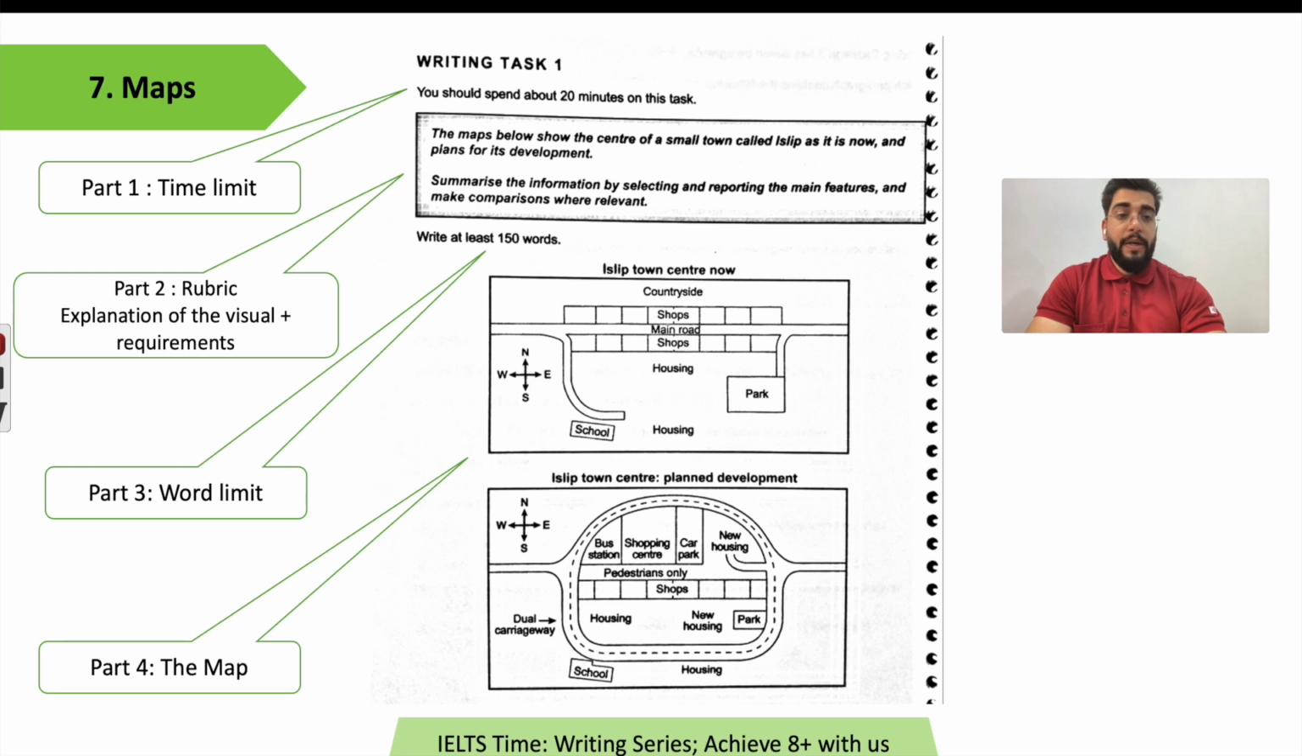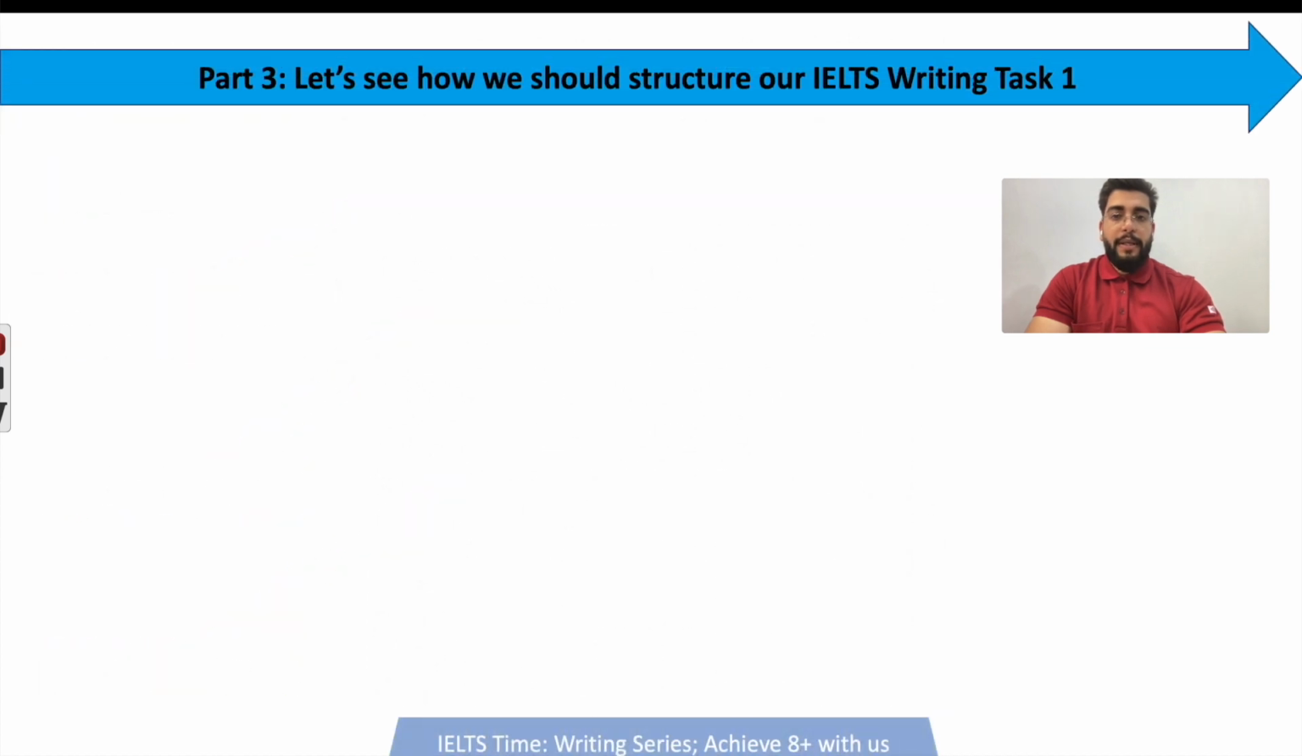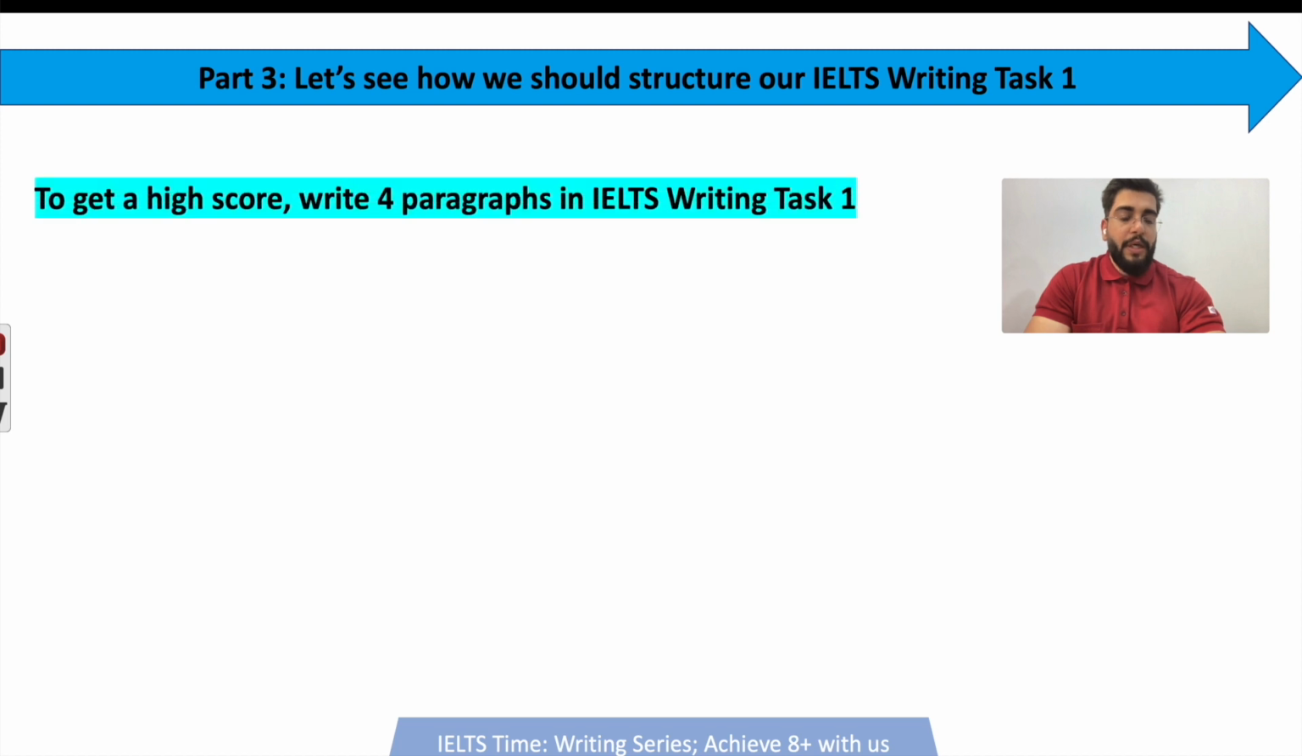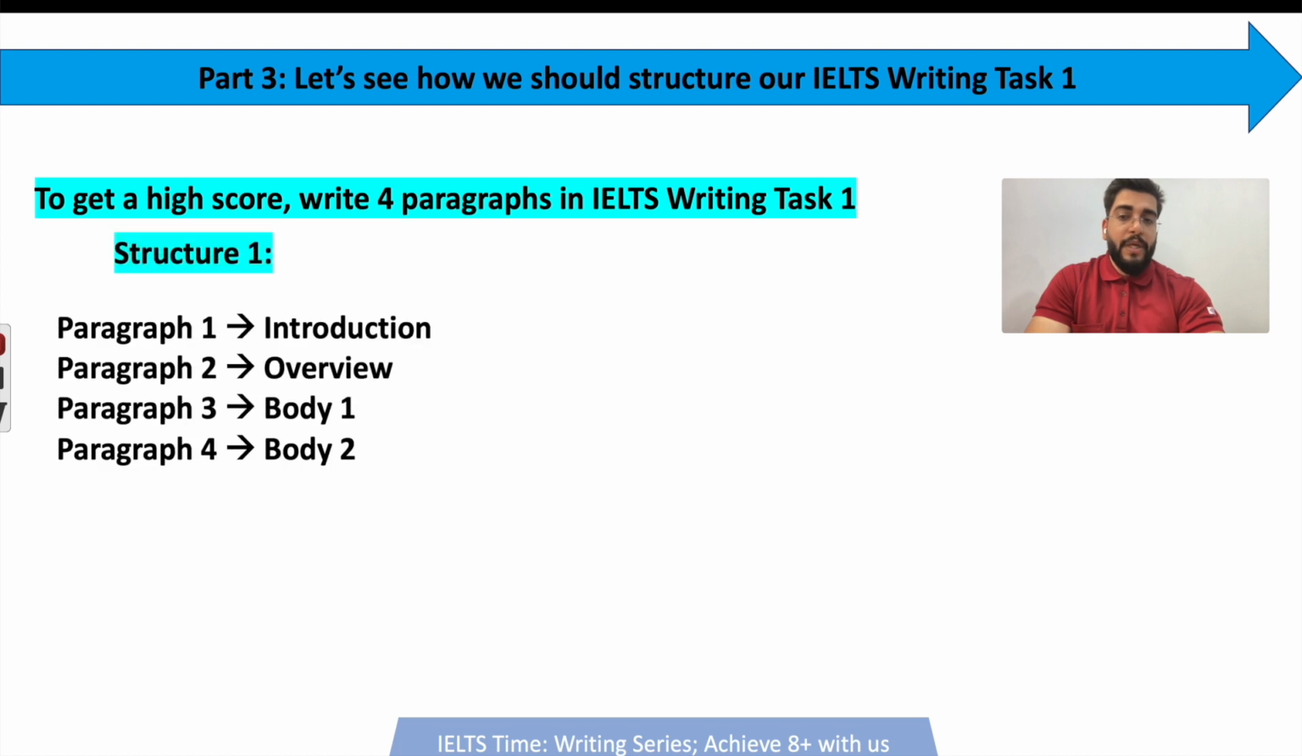We'll be talking about the structure of paragraphs more in detail in the following videos. But before that, let's just have a quick look at the overall structure of the paragraphs. If you want to get a high score in IELTS Writing Task 1, it's recommended to write 4 paragraphs. So structure 1 would be paragraph 1 for your introduction, paragraph 2 for your overview, paragraph 3, body 1, paragraph 4, body 2. And remember, writing an overview is very important.